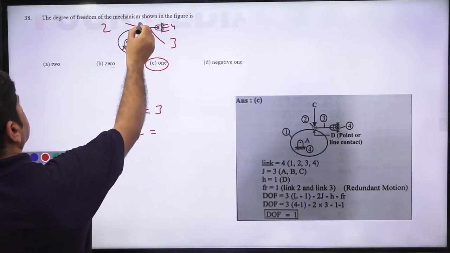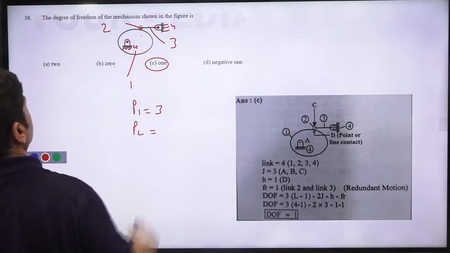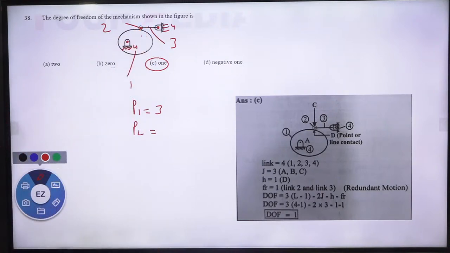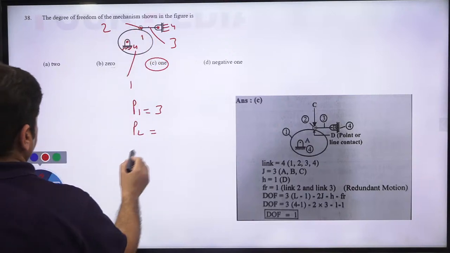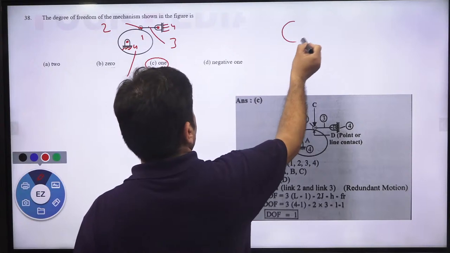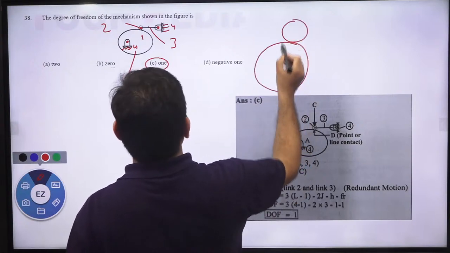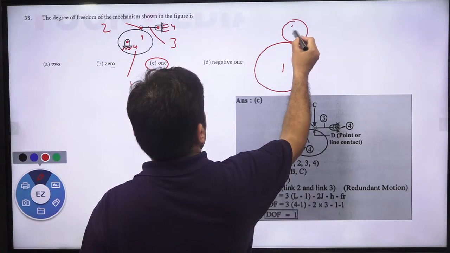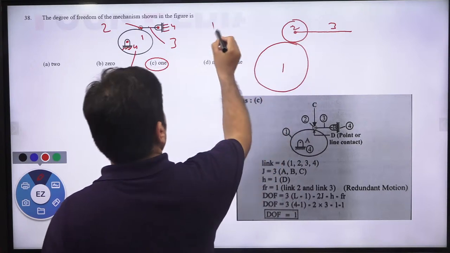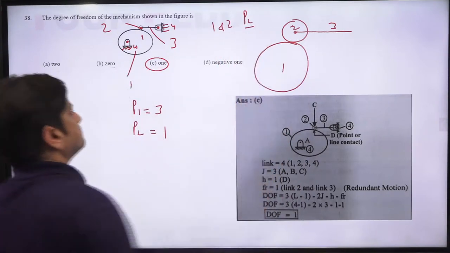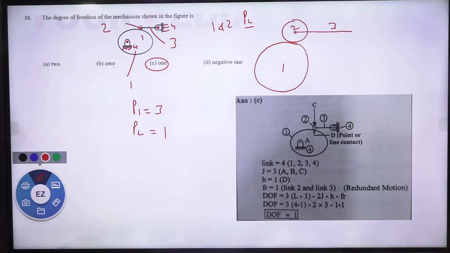Higher pair, this is 3 and this is 2. Between 2 and 3, now this one is 1, I think this is 1. 1 and 2 is a higher pair. 1 higher pair. This one over this one. This is 1, this is 2. This one is 3, this is 2. Right? So 1 and 2 is a higher pair. So how many lower pairs do you have?